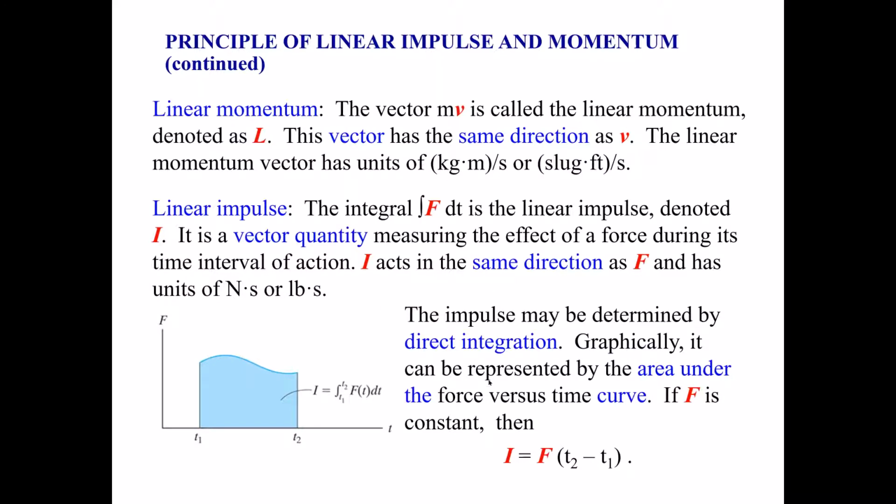And of course, the impulse can be determined by direct integration. So it's just the area under the force curve between the two times, right? Now, of course, if the force curve was constant over that period of time, it would just be the value of the force times the difference between the two times, okay? So it simplifies to this. So in certain cases, you can use this.